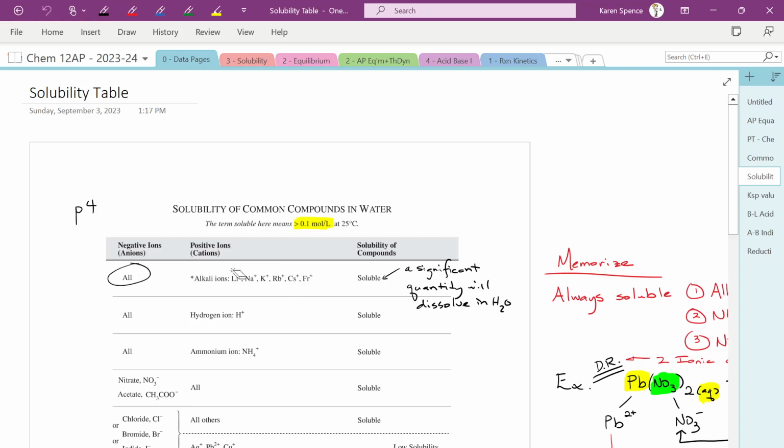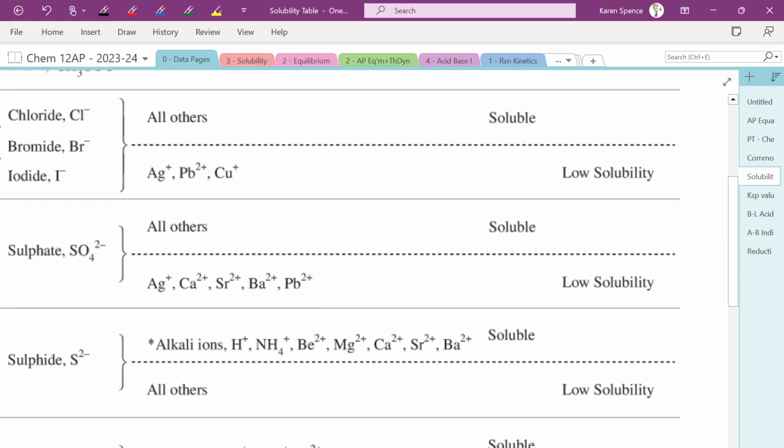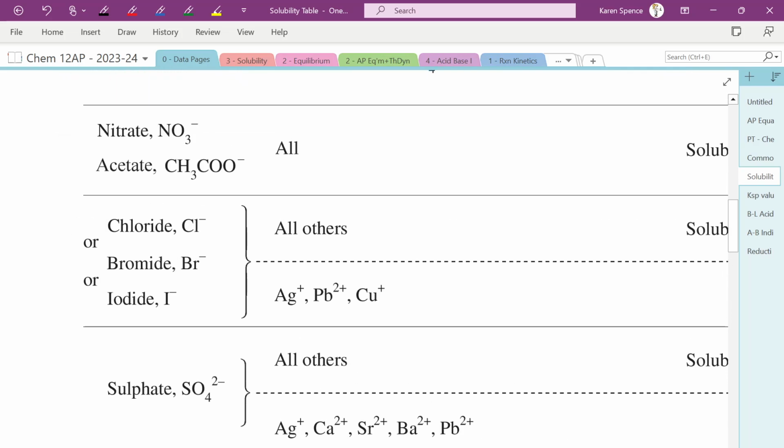Page 4. Oh, look at that. Yes. We have chloride or bromide or iodide. Those will precipitate the lead, but not the calcium. Did everyone follow that? Are the people who are talking right now following that? Chloride, bromide, and iodide will precipitate the lead, but not the calcium.